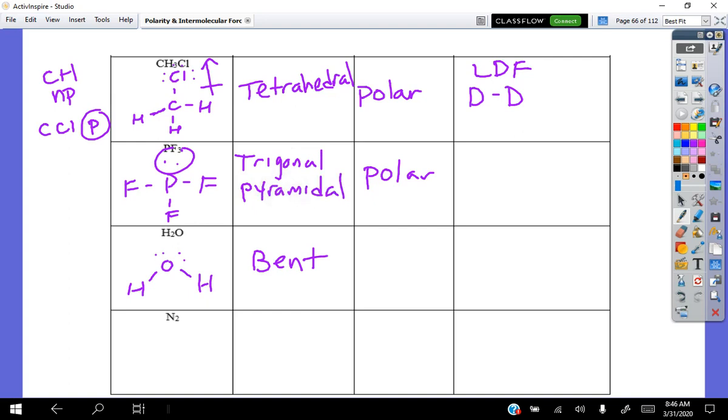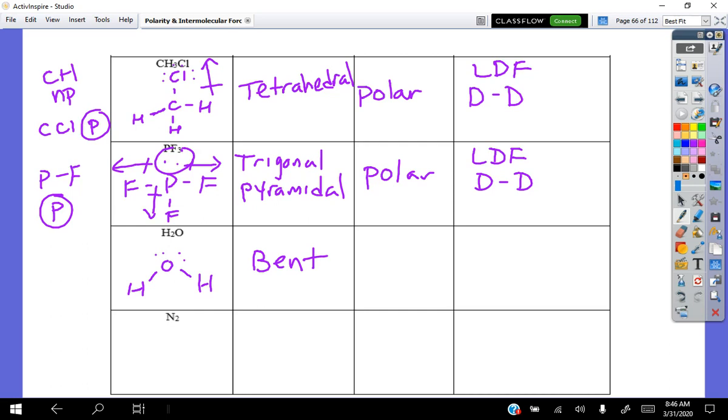And then I know I've got London dispersion forces and dipole-dipole because it's polar. I don't have any hydrogens, so I don't need to worry about hydrogen bonding. If I were to check the dipoles and go back, this is a good way to check yourself. The PF bond is polar, and they all point down towards the fluorine. So since they point away from the lone pair, they're pointing in the same direction.